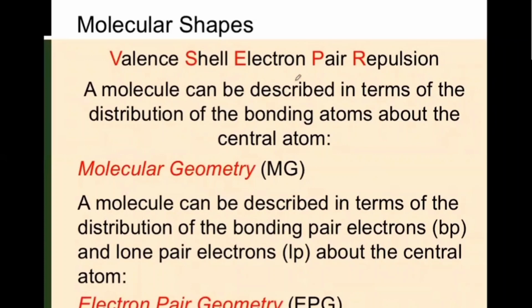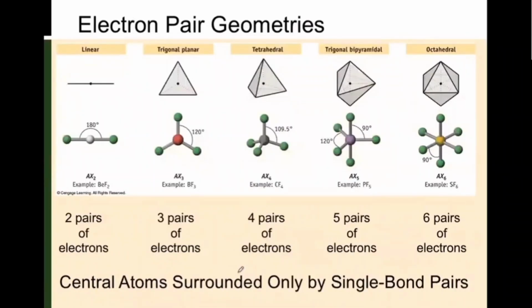Molecular shape sense. So valence shell electron pair repulsion. A molecule can be described in terms of the distribution of the bonding atoms about the central atom. And so this leads to something called molecular geometry. A molecule can also be described in terms of the distribution of the bonding pair electrons, BP, and lone pair electrons, LP, about the central atom. And so this is electron pair geometry. Usually the first thing we do is distribute the electrons across the sphere which makes up the central atom, and then we work out around that. So here we have electron pair geometries and how they translate into different structures.